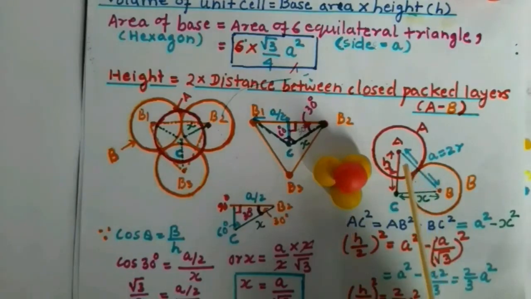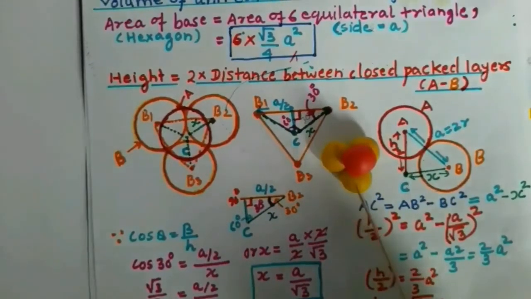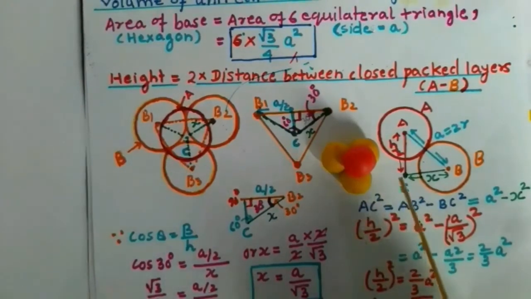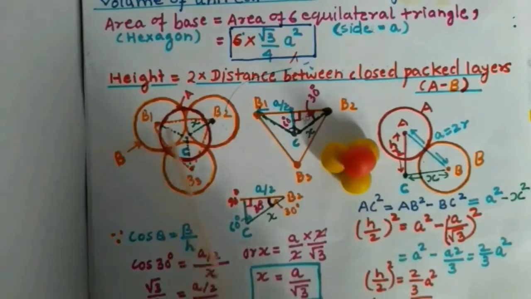Now let us consider this triangle ACB, where A represents the center of this red ball, B represents the center of this yellow ball, and C represents the centroid of this triangle. It is represented as C, and this red ball is placed over the void created by joining these B1, B2 and B3.